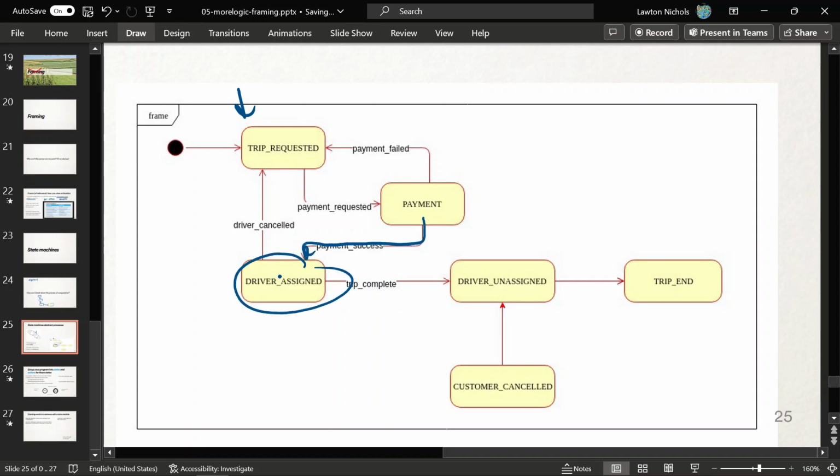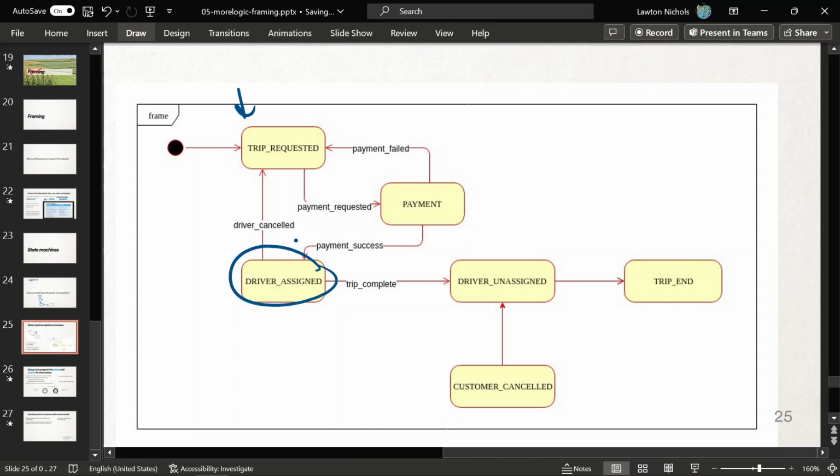Do you see how powerful this can be when you're implementing something? If you can translate this to code, you can guarantee that you cannot go from a trip requested state straight to a driver assigned state and give somebody a free ride. You can prove that could never happen as long as you're implementing your program like this. That's a very powerful concept. I hope you can see that.